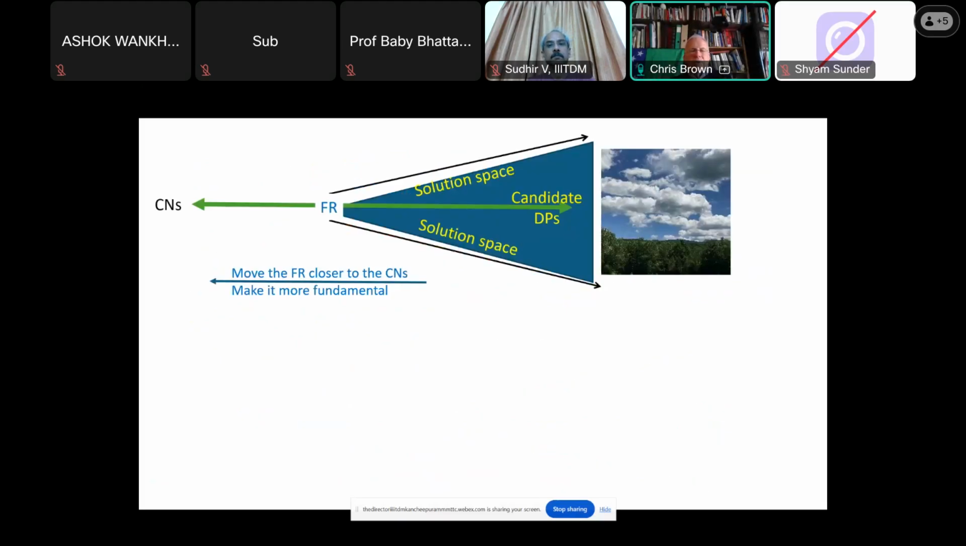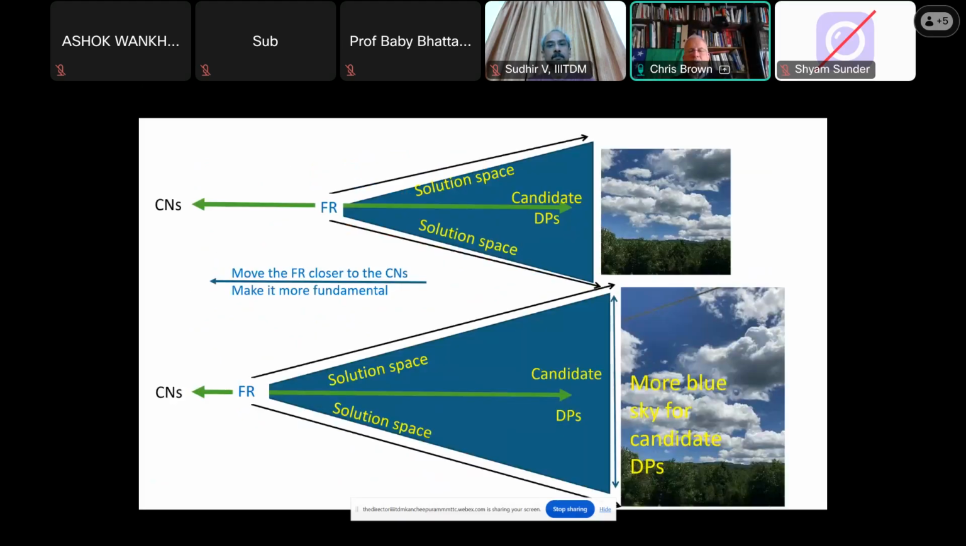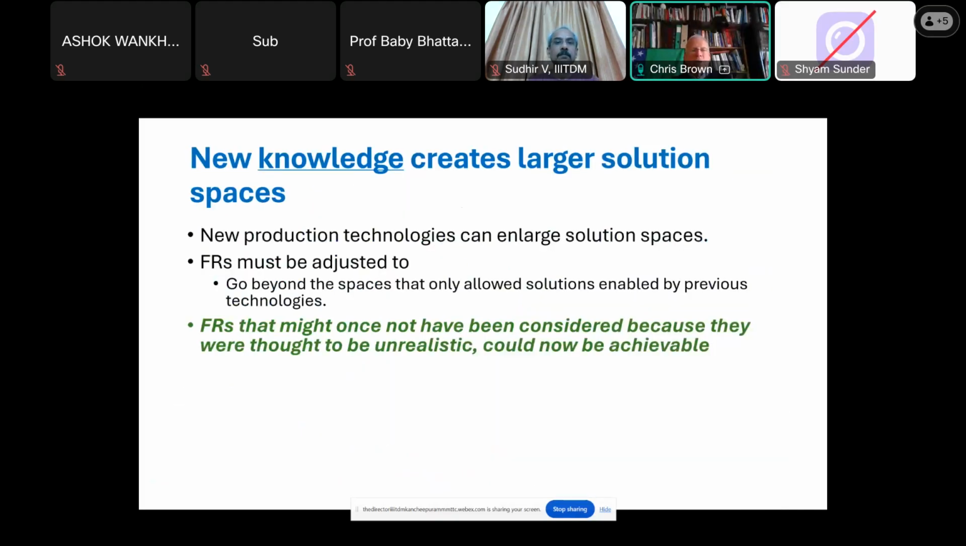So here's a little illustration, sort of. Let's get more blue sky for candidate DPs. Let's move the FR and not get it too close to the solution we're looking for, but get it closer to the customer.